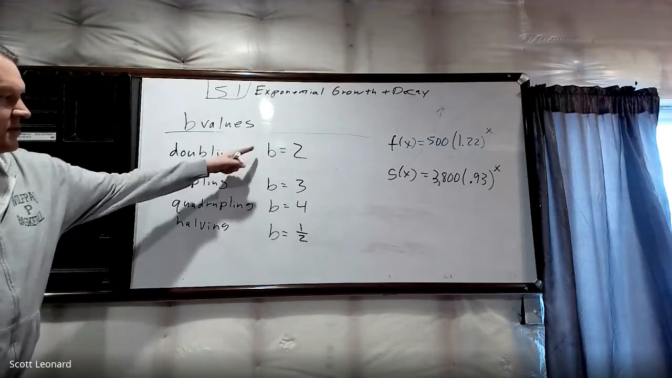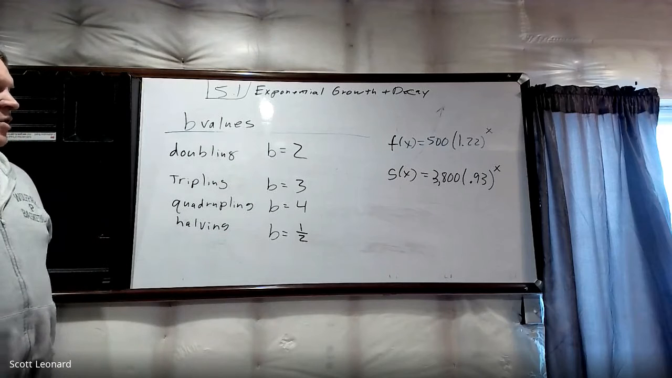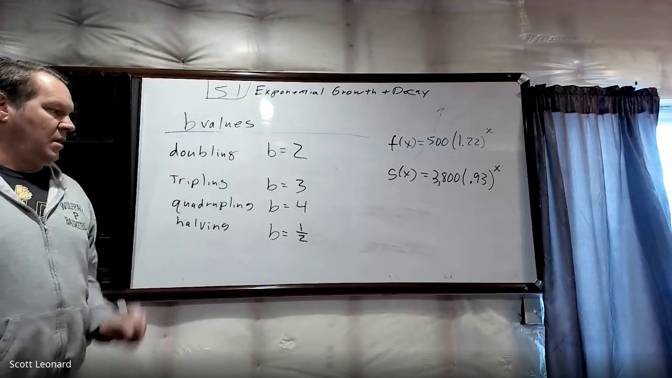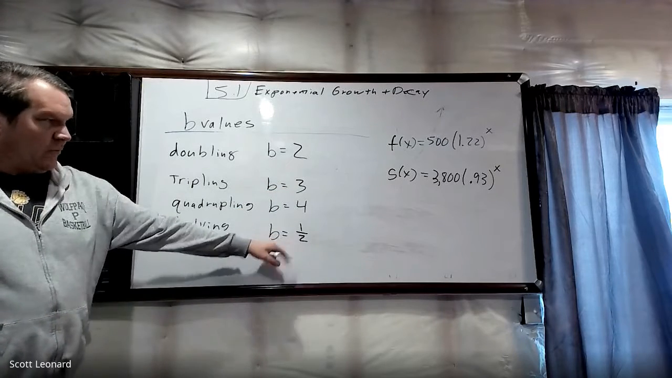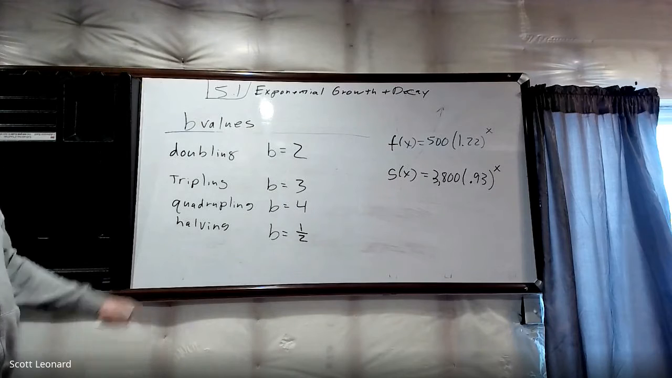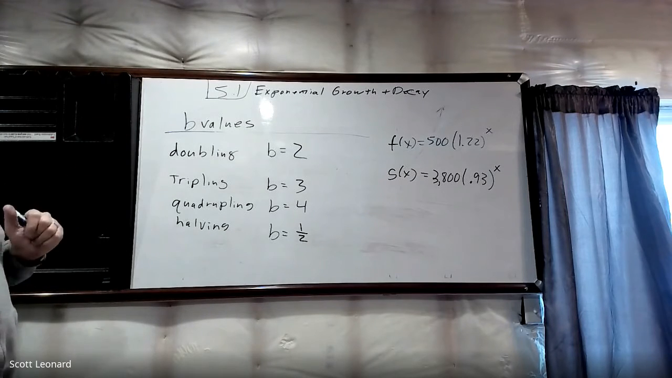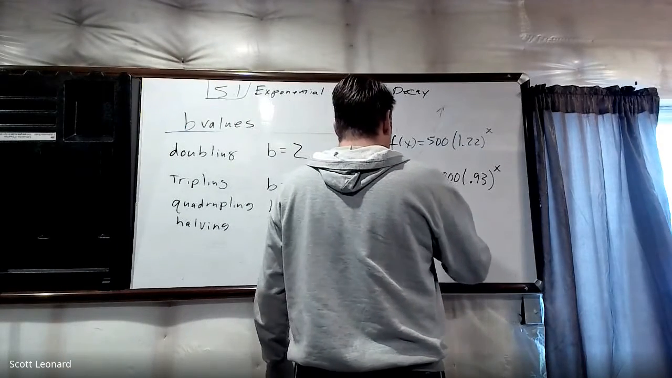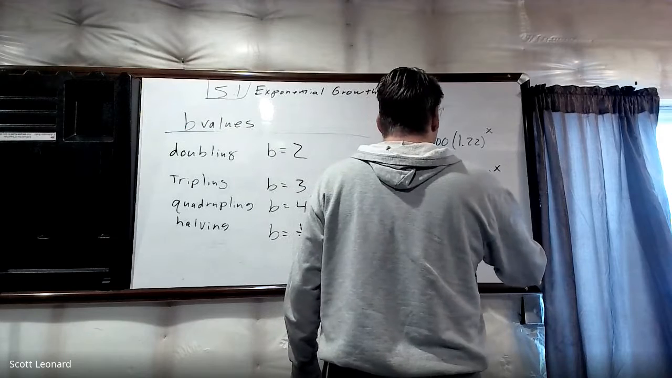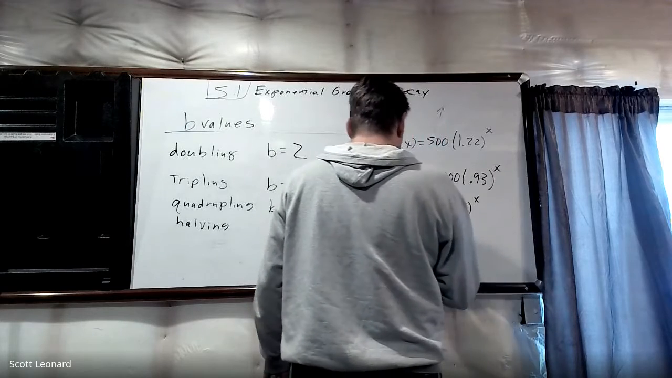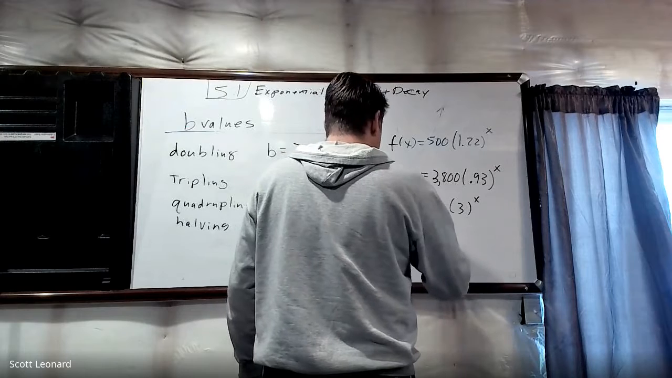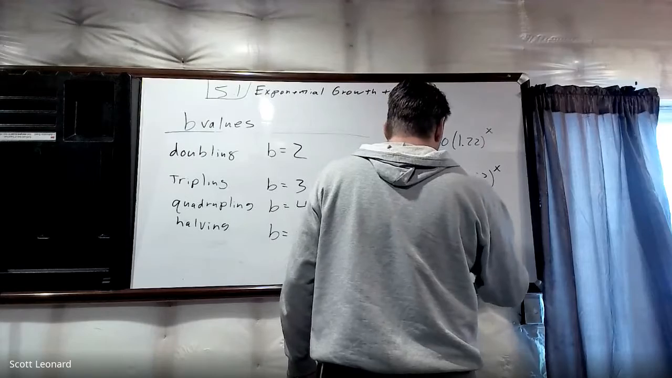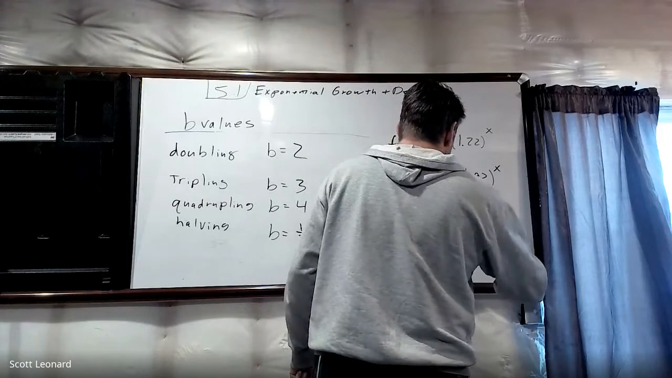Okay, there's 4 B values up here. Which 3 are growth? 2, 3, 4. Which one's decay? 1/2. All right, so this is still the top 6 problems. Okay, I'm going to make 2 more equations over here. 17 times 3 to the x power, M of x, and 112 times 1/2 to the x.